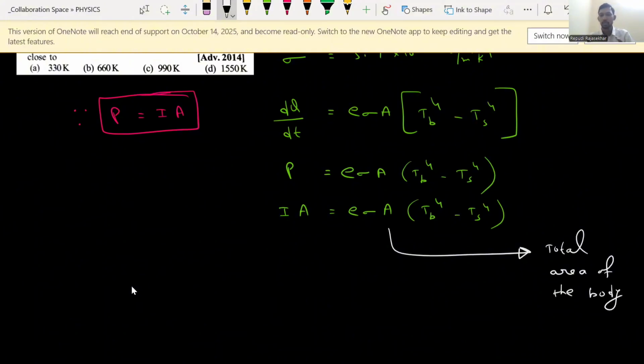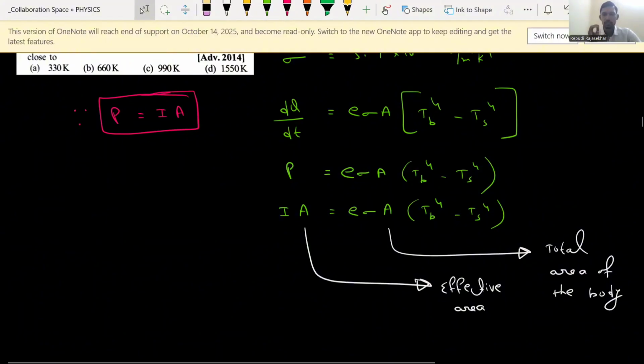Whenever you are writing heat exchange with the surroundings and the body, you have to consider the entire area, the total area. When you are discussing the intensity and area relation, here we have to write only the effective area. That means the small area through which light is incident or light is flowing outside. So small a represents that, and A and A we should not cancel.